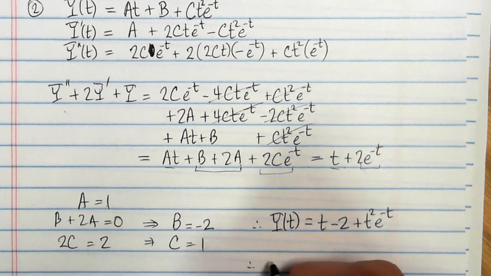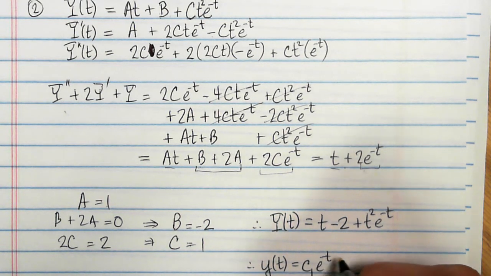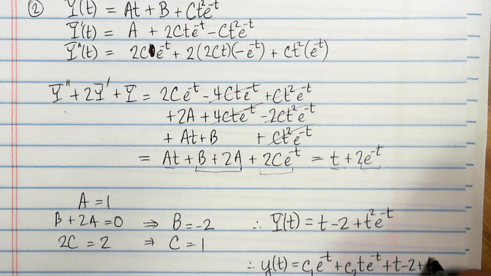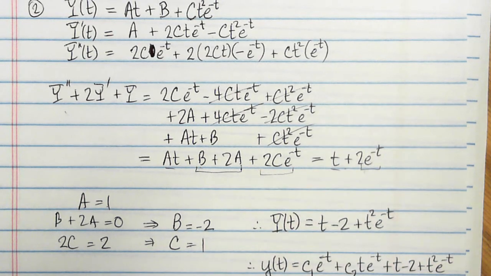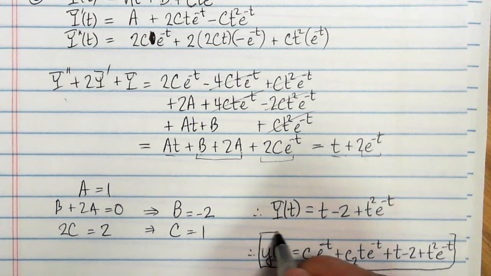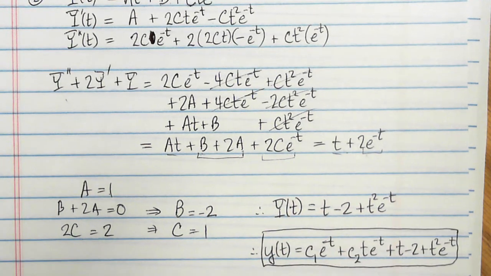And so that means the general form of the solution is going to be equal to c1 e to the minus t plus c2 t e to the minus t plus t minus 2 plus t squared e to the minus t. And so that is the general solution of this second order non-homogeneous linear equation. Okay, so for the purposes of a test, that's certainly going to be sufficient for providing the answer.